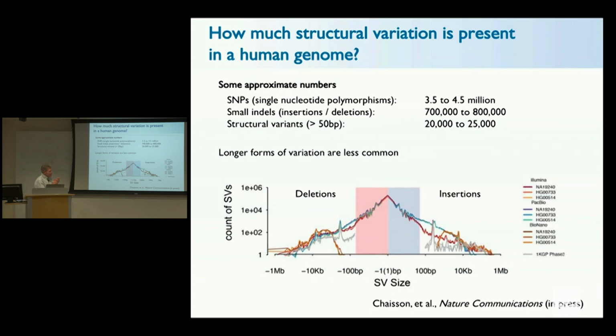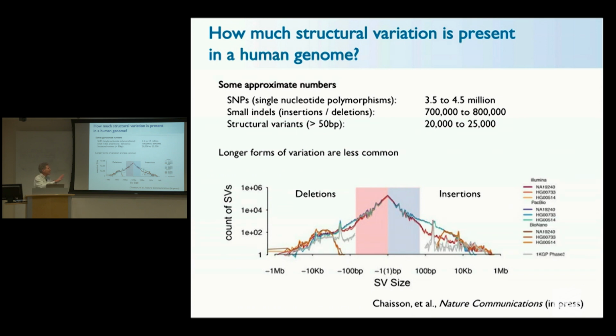It's still, I think, a little bit difficult to say exactly how many variants there are in a human genome. But just for ballpark, just some approximate numbers. If you ask how many SNPs there are, there's like 3.5 to 4.5 million. Small indels, maybe 700,000 or 800,000. Structural variants, I don't know, 20 to 25,000. Some reports may say 30,000. Some may say less. And it's very important how you set your cutoff, like 50 base pairs.